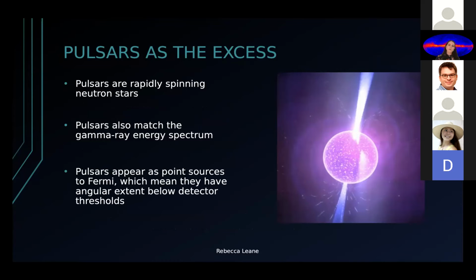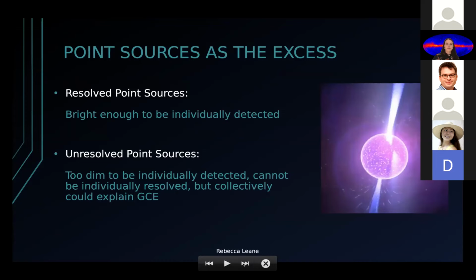So pulsars appear as point sources to Fermi. So this just means that they have angular extent below detector thresholds. So I'm going to be using the phrase point sources rather than pulsars, I think, for the rest of the talk, but you can keep pulsars in mind as a sort of physical manifestation of these point sources.